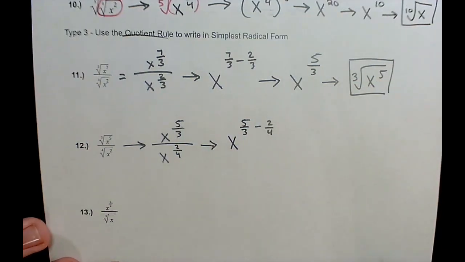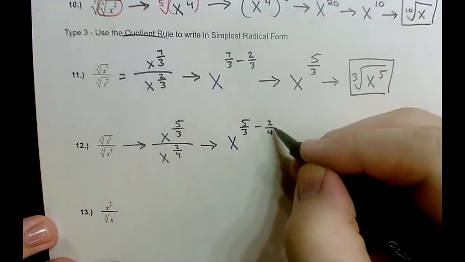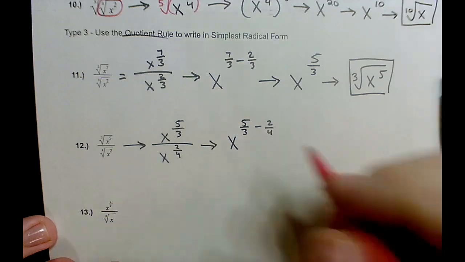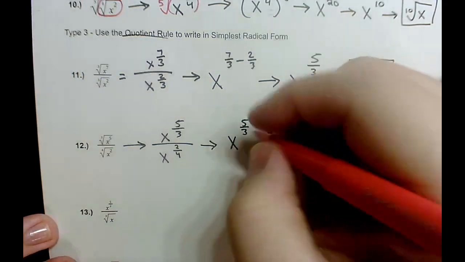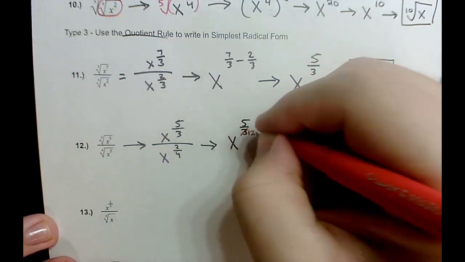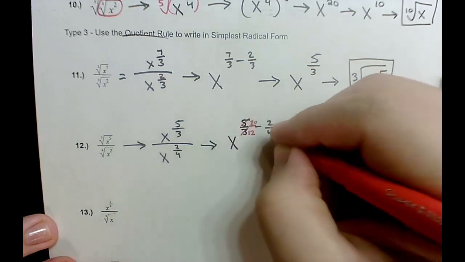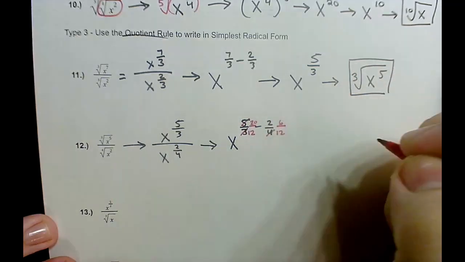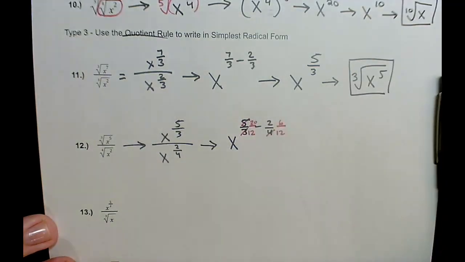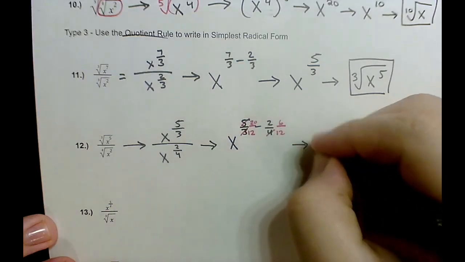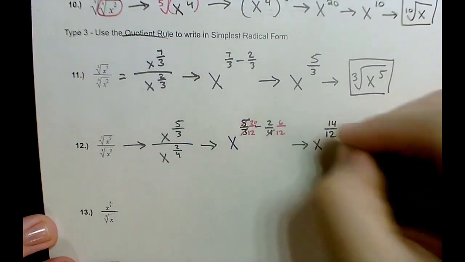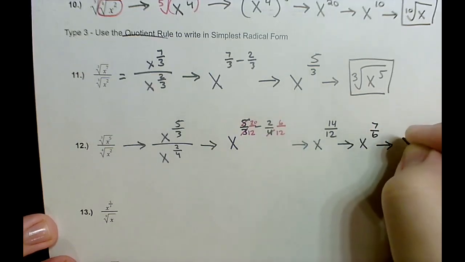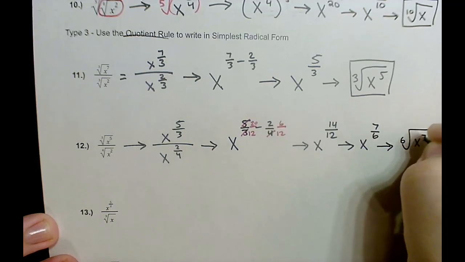It is completely up to you if you want to reduce 2/4 and then unreduce it, or find common denominators and say, hey, 3 and 4 could both be a 12. So to make 3 a 12, you multiply by 4, so the top becomes 20. To make 4 a 12, you multiply by 3, so the top 2 times 3 is 6. And then 20 minus 6 is 14. Which would then reduce down to x to the 7/6, which gives us the 6th root of x to the 7th.